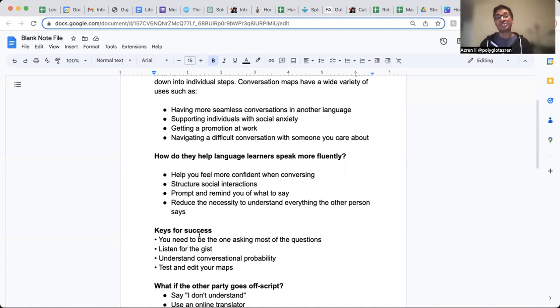When you use a conversation map, it can actually help you communicate at a higher level than what your level currently is. For example, if you have an upper beginner level, if you use conversation maps, what can happen is you can come across as someone who has a low intermediate or mid intermediate level. You can do that, which is really cool.